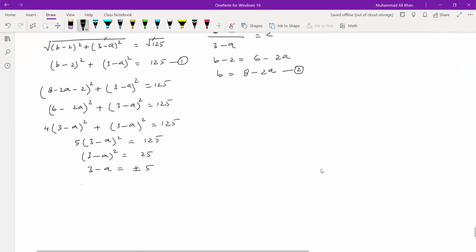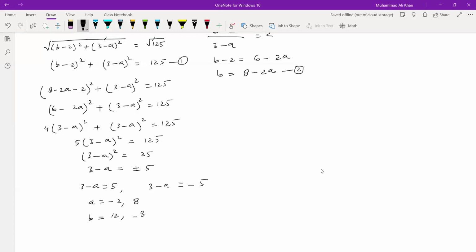3 minus a equals 5, and 3 minus a equals minus 5. What is the value of a? The value of a will be 3 minus 5 is minus 2. The value of a is 5 plus 3 is 8. Therefore, the values of b from equation 2, if we substitute a as minus 2, it will be 8 plus 4, 12. And here it is 8, so it will be minus 8.